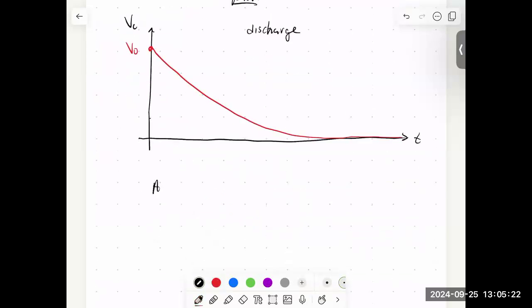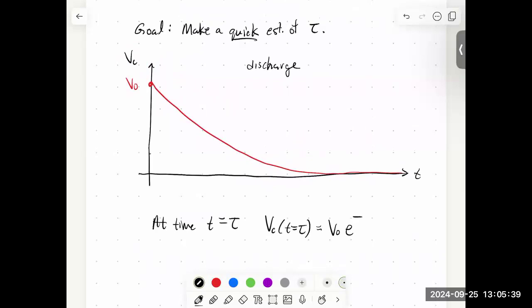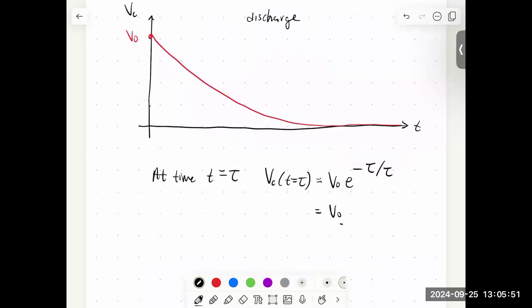So at a time t equals tau, the voltage across the capacitor is equal to V naught e to the minus t, but now we're going to set t to be the special time tau, the so-called decay time constant. And then it's divided by tau, and that's just equal to V naught over e, which I wrote down the number today. 1 over e is 0.368 times V naught.